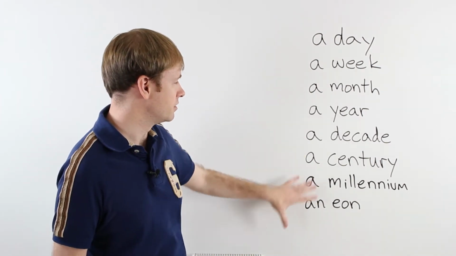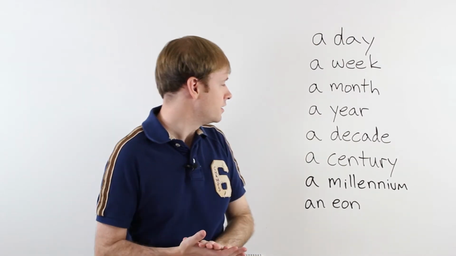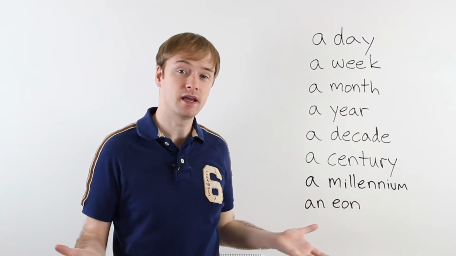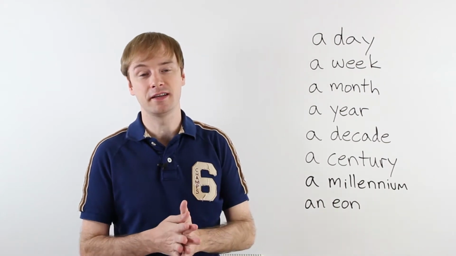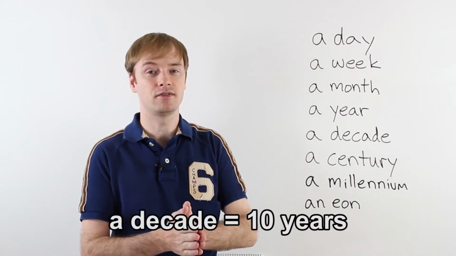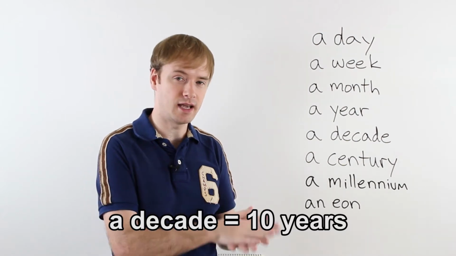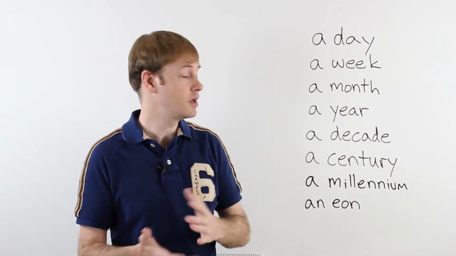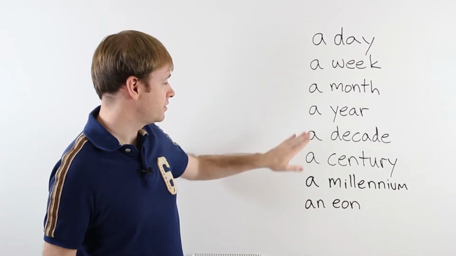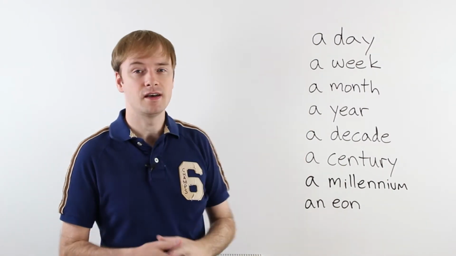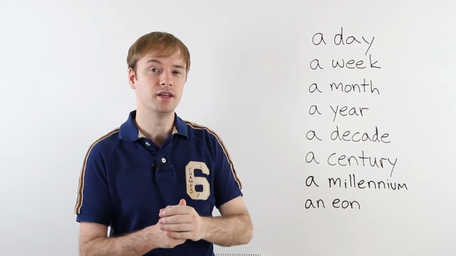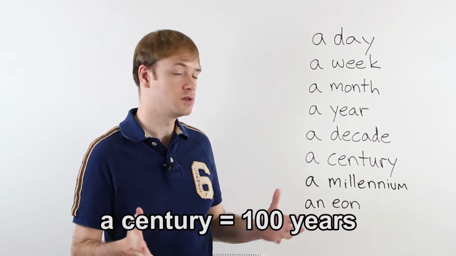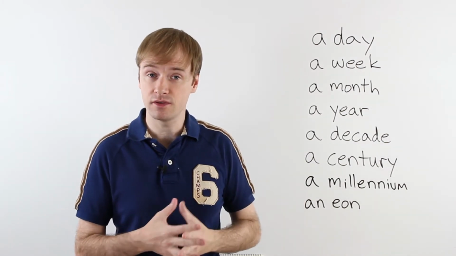Let's get on to bigger time. The next one here is a decade. Okay, what is a decade? Well, a decade is 10 years. Okay, 10 years is a decade. So you might buy a car every decade. Okay, every 10 years. After a decade, we have a century. A century is 100 years. Okay, and of course, we live in the 21st century.